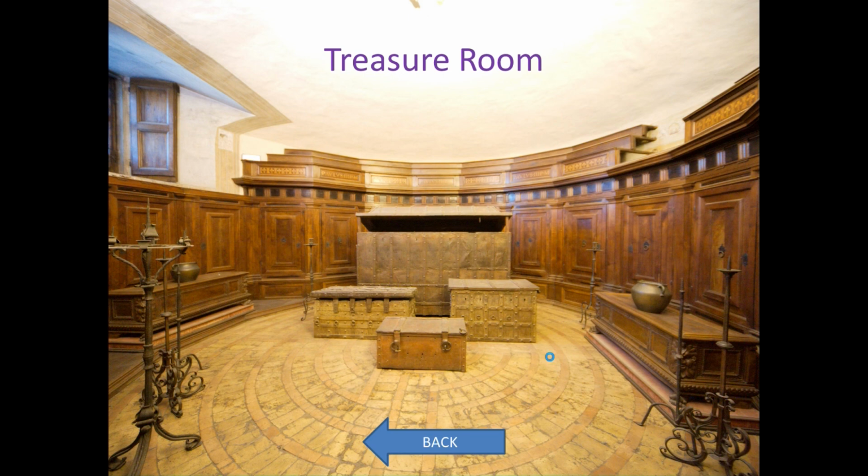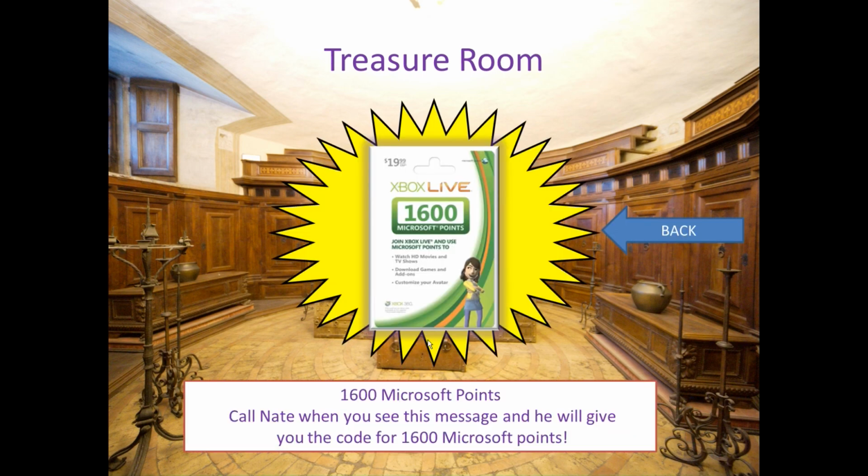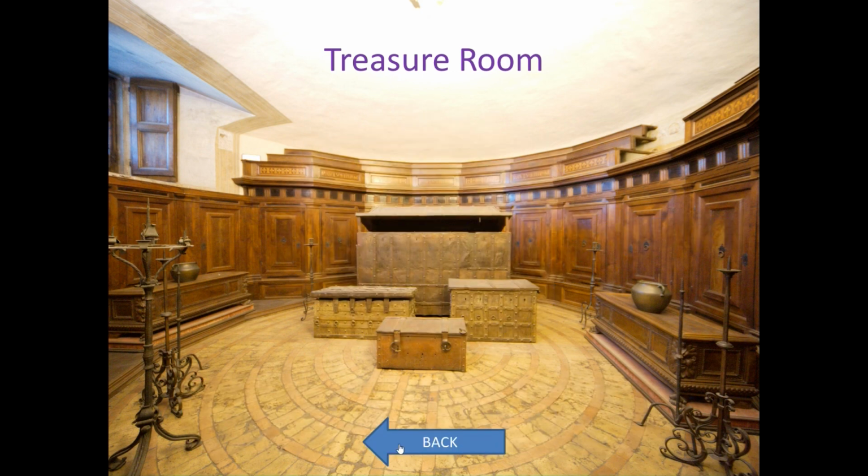Yeah. As a neat little surprise for my nephew. If he beat the game, I told him when I gave it to him, there was a hidden surprise at the end. 1,600 Microsoft points for the Xbox 360. Oh, wow. Call Nate when you see this message and he will give you the code for 1,600 Microsoft points. That's a pretty cool present. None of the other boxes work.